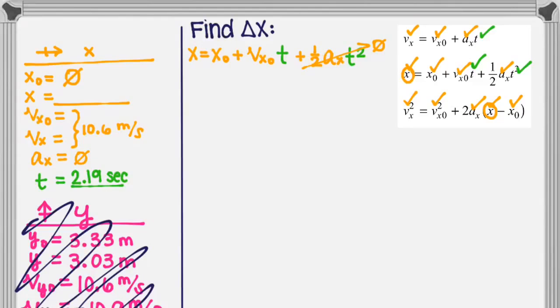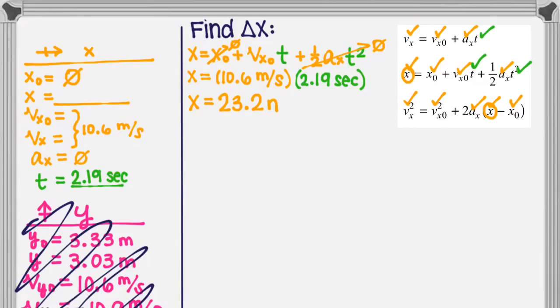Same thing with little x naught here. He's also 0. It leaves you with the very simple equation that says x equals Vx naught multiplied by time. And that's it. X equals Vx naught multiplied by time. Bam. Just like that, and you get the final answer to the problem. 23.2 meters. And that's it. Apparently this dude shoots a basketball 23.2 meters down a court. I'd say that's a lucky shot.